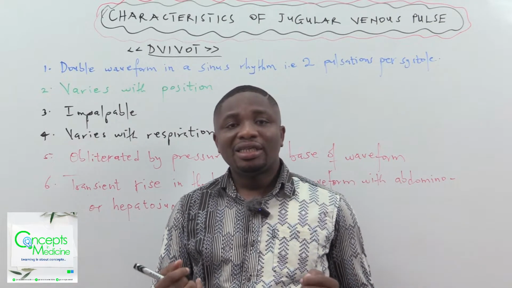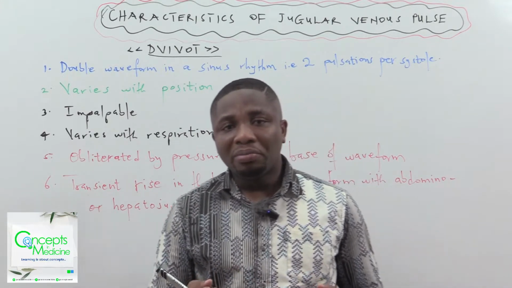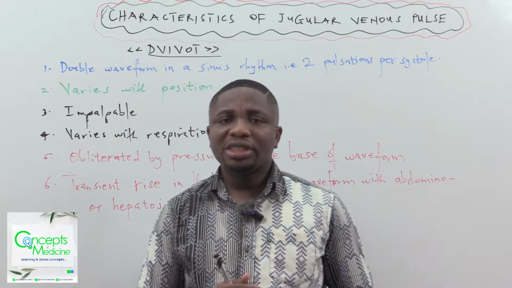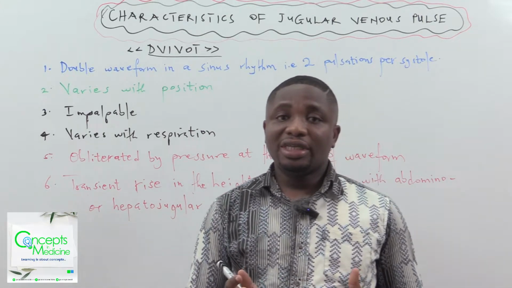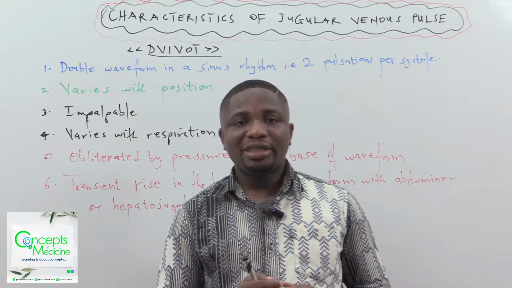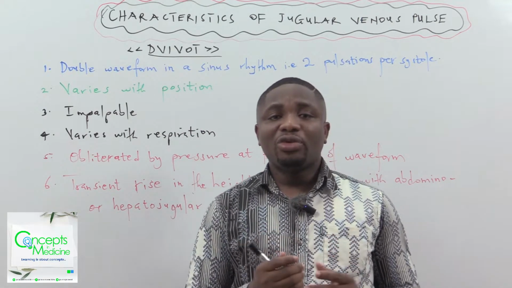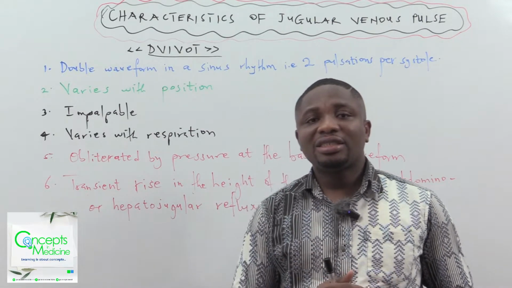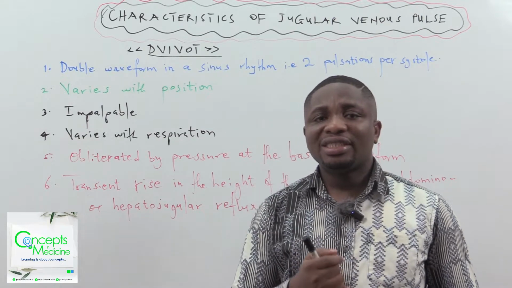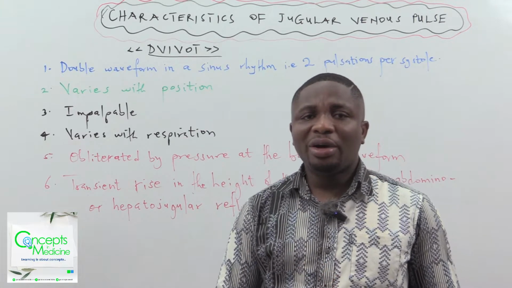The first one is that the jugular venous pulse has a double waveform in a sinus rhythm, or simply put, has 2 pulsations per systole. The second one is that the jugular venous pulse varies with position. Third one, it is impalpable. Fourth one, it varies with respiration. Fifth one, it is obliterated by pressure at the base of the waveform. And finally, transient rise in the height of the waveform with abdominal or hepatojugular reflux.